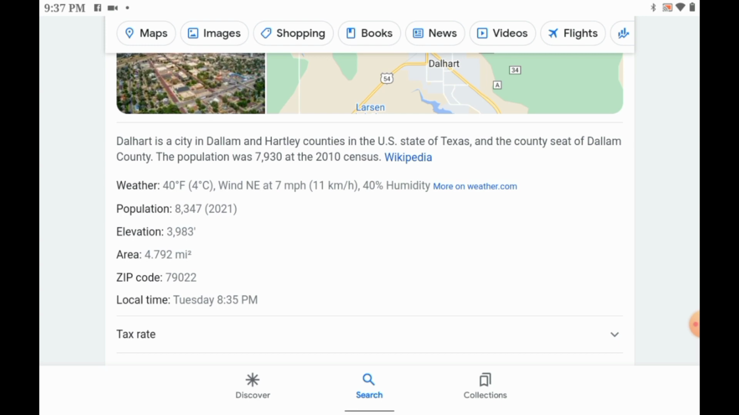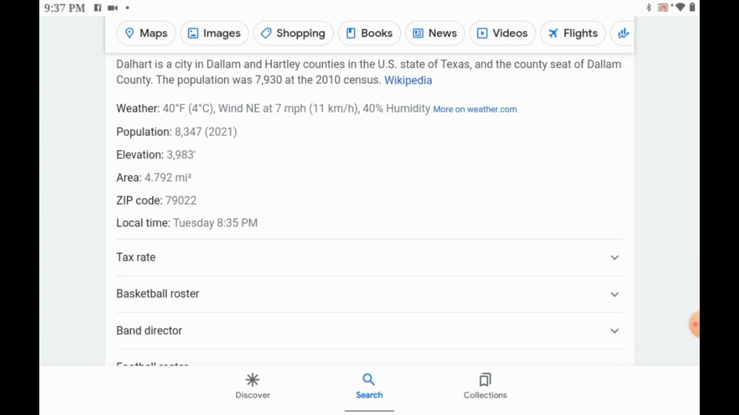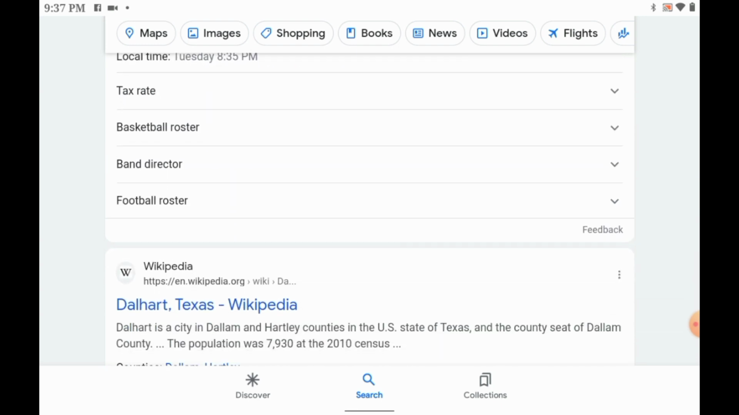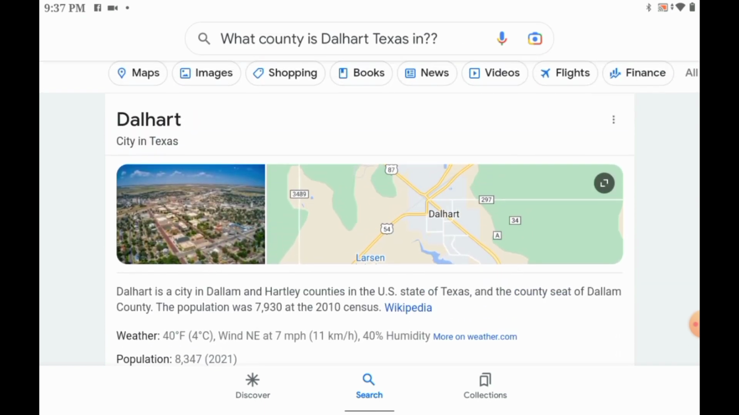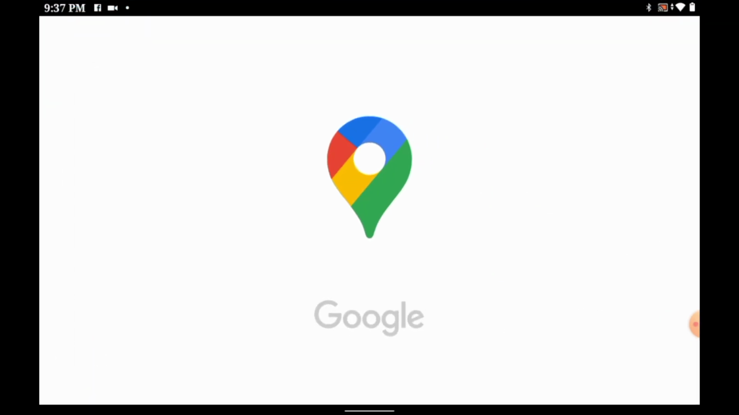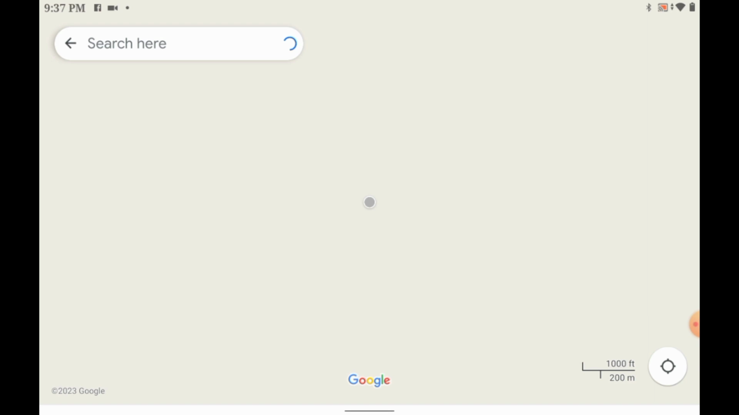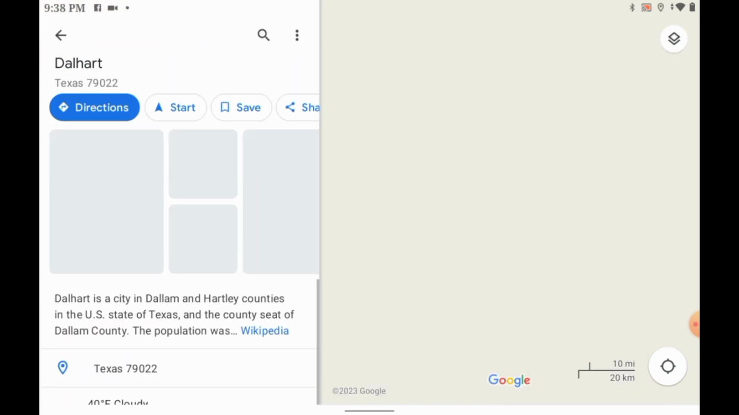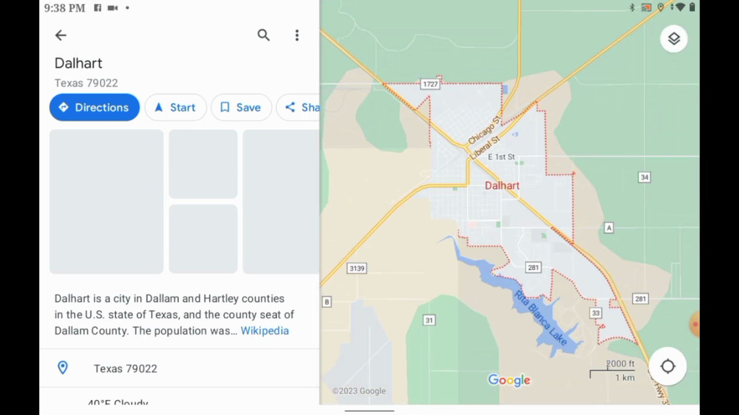Here in just a moment, we are going to move into some other areas and find out a little bit more. The map. Yes, that's what we were going to do. Sorry, it's taken me a few minutes because, like I said, it didn't allow me to record. I tried twice and it didn't let me record. So we're going to go to Google Maps now, to see exactly where Dalhart is, like where it sits on the county line, stuff like that.